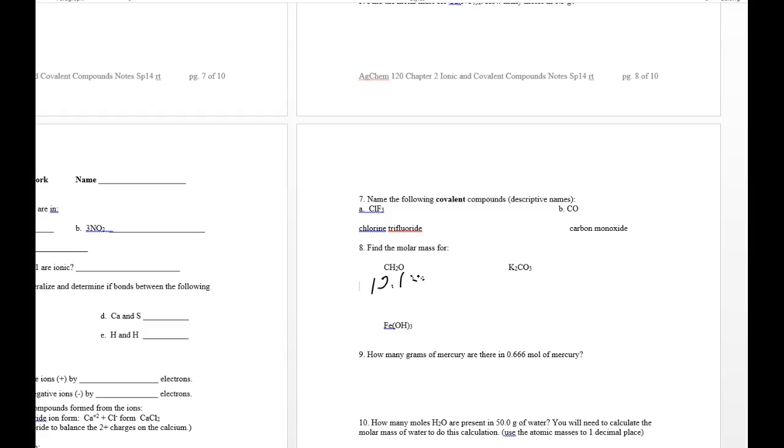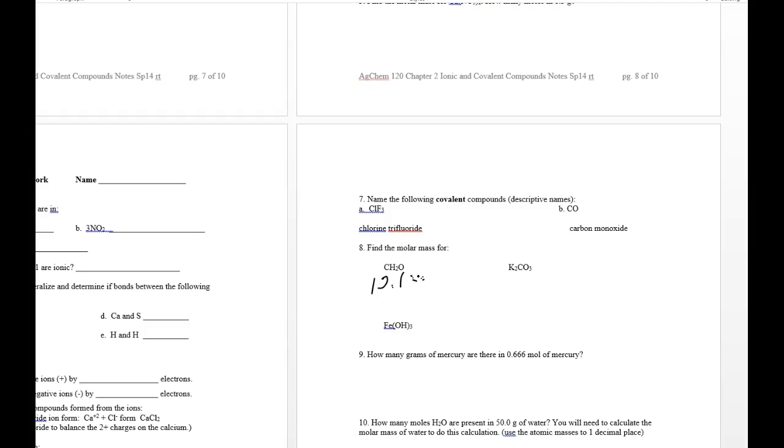Okay, so let's go on to question 9. We want to figure out how many grams of mercury there are in 0.666 moles of mercury. So what's the first thing I have to do? Look at my periodic chart, figure out what the molar weight of mercury is. 200.59 is the weight of a mole of mercury, the molecular mass.